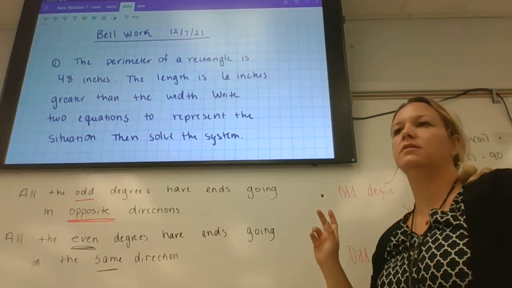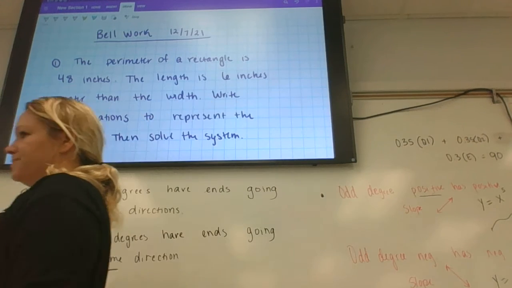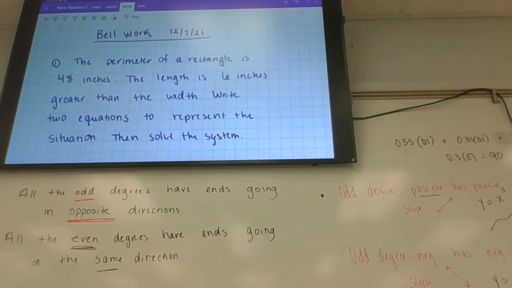Is 6 greater than the width? Okay. Let's start with the formula for the perimeter of a rectangle.